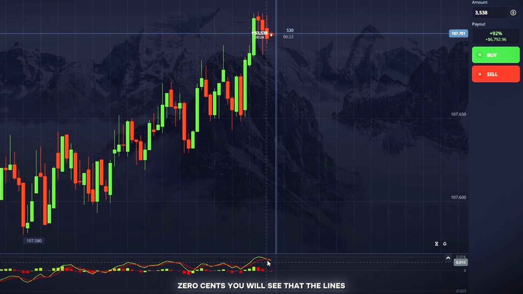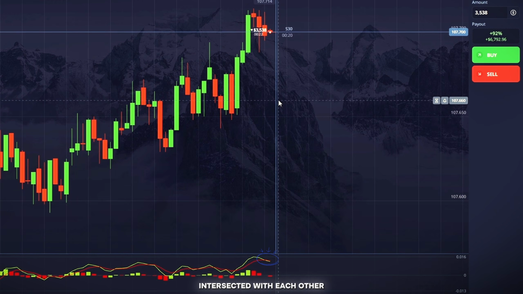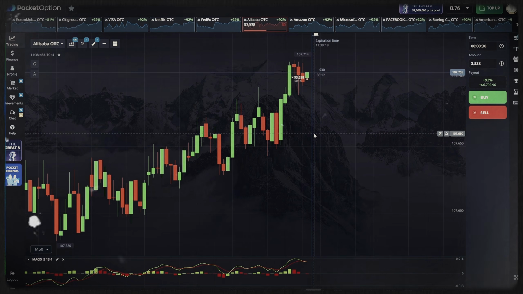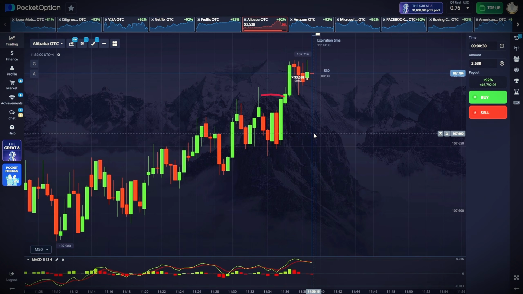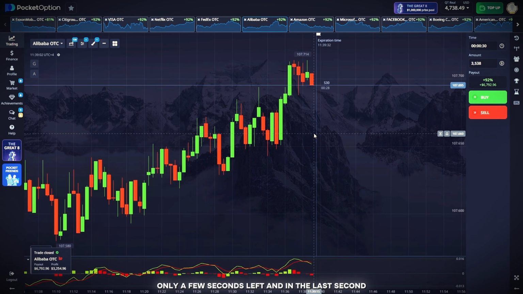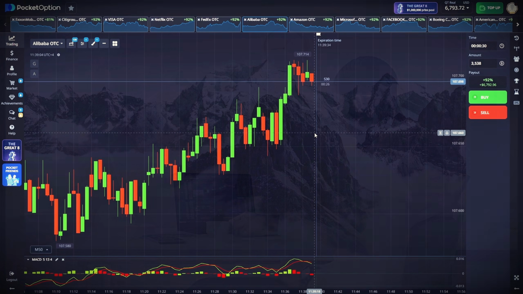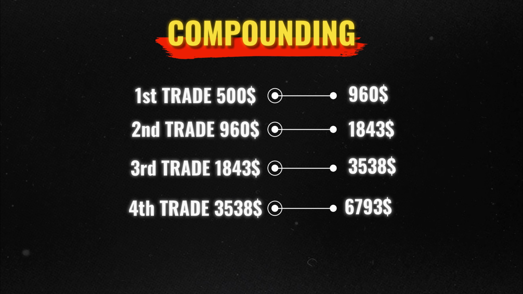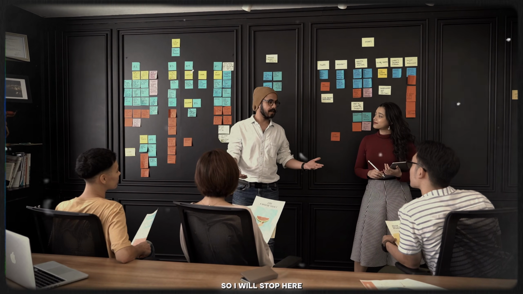You will see that the lines intersected with each other. So that's why I took this trade for the downside move. Only a few seconds left. And in the last second, I won another trade. Now my balance has turned into $6,793. So I will stop here.